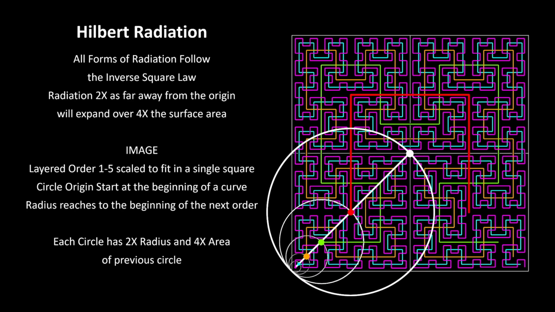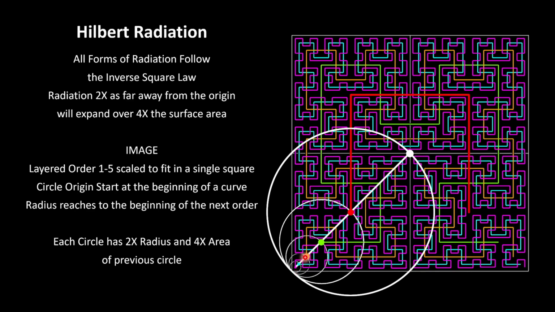This is orders 1 through 5 layered inside of the same square. If we start at the center of the grid and travel to the beginning of the order 1 Hilbert curve, we will have traveled a distance of square root 2. Traversal to the origin of the order 2 Hilbert curve will be the square root 2 divided by 2. Further traversal to the beginning of the order 3 Hilbert curve is the square root 2 divided by 4, then by 8, then by 16.